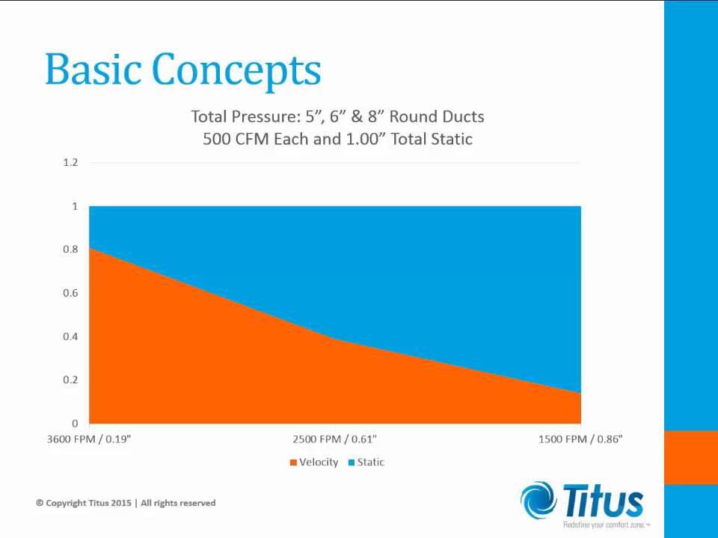If you notice in all these different calculations, the total pressure remains constant, but the velocity pressure related to airflow drops dramatically as we get below 1,500 feet per minute.